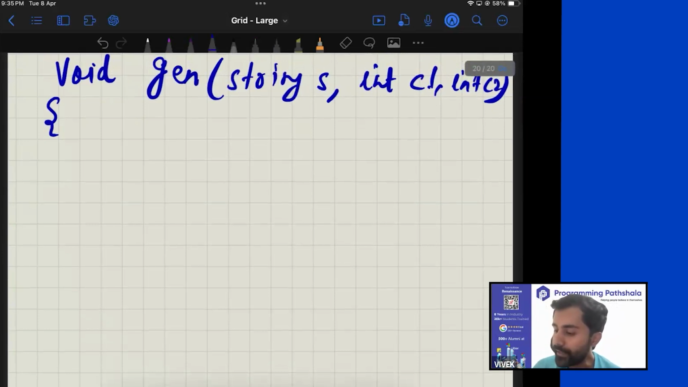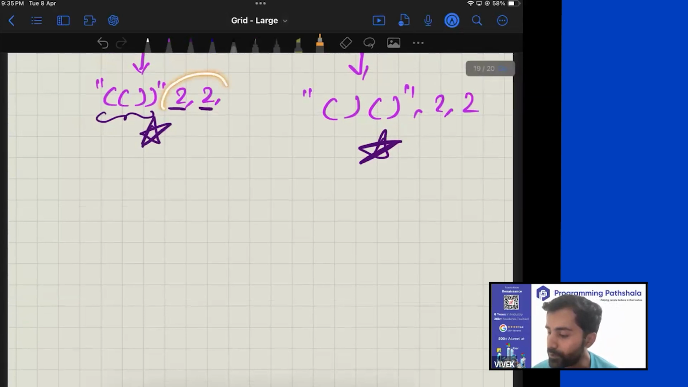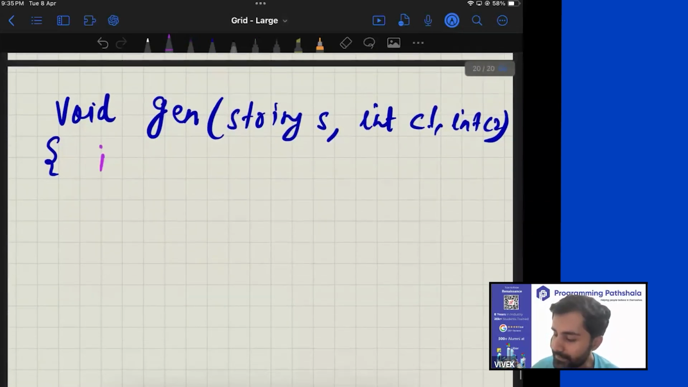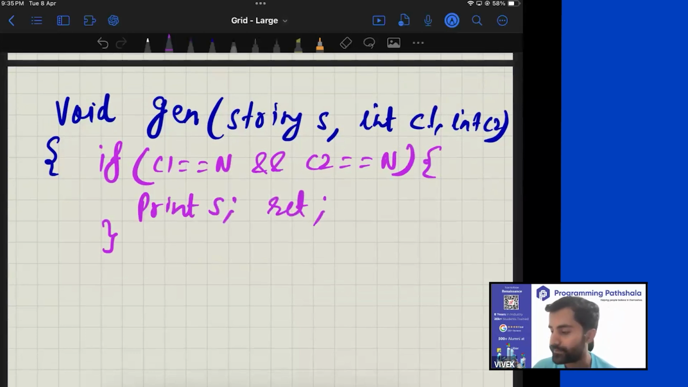So tell me, in recursion, what is the first line of code that you write? Yes, base case. And how do you determine the base case? What is the property of base case? The property of base case is that the count of opening and closing braces are each equal to n. Very good. So we can just say that if count 1 has become n and count 2 also has become n, then I am satisfied. I will just print my string and exit.